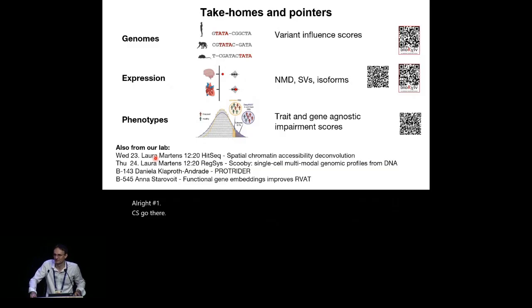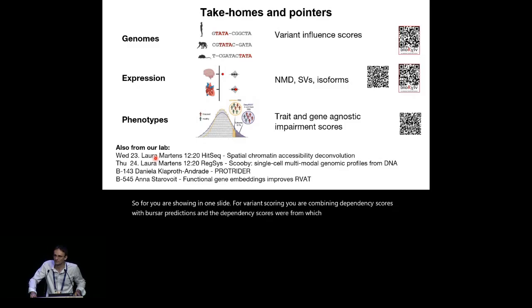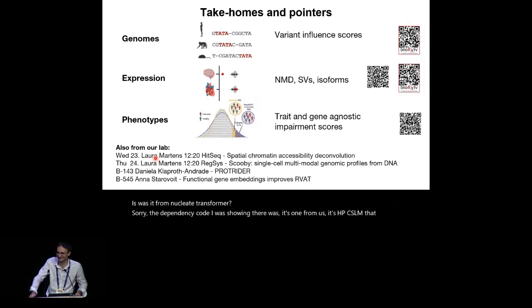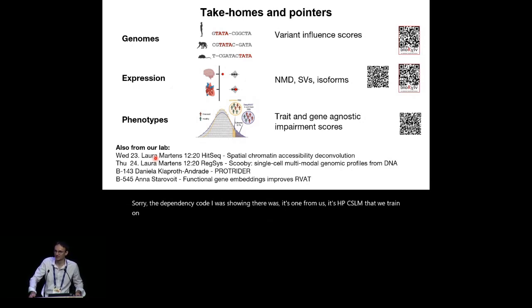So you were showing in one slide for variant scoring, you were combining dependency scores with Borzoi predictions, and the dependency scores were from which model? Was it from Nucleotide Transformer? Sorry? The dependency score that I was showing there is one from us. It's a species LM that we train on metazoans. Okay. And it's focusing on the region that is 2 kb 5' of the start codons.